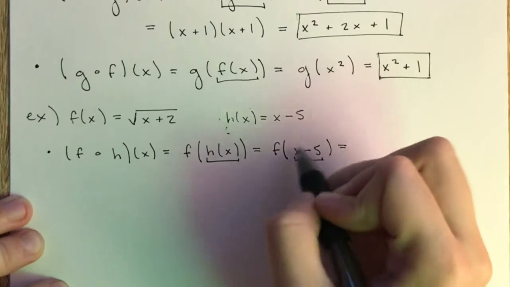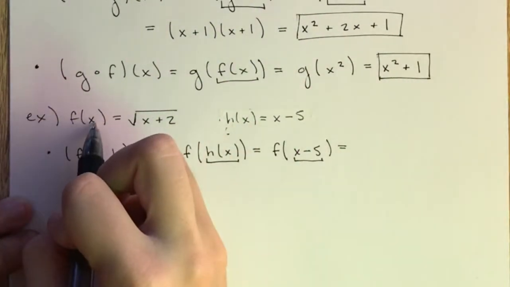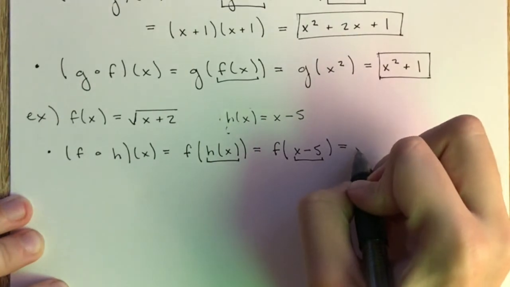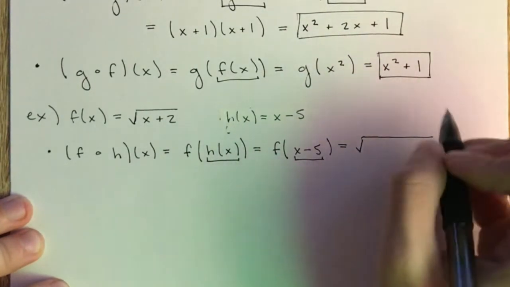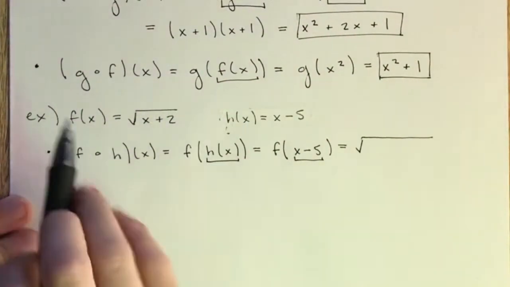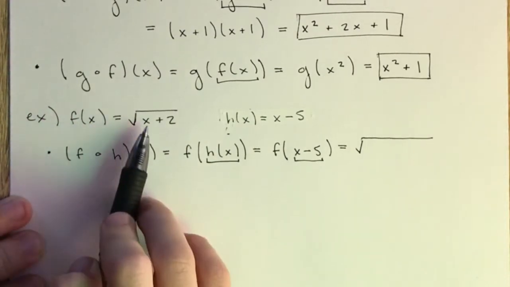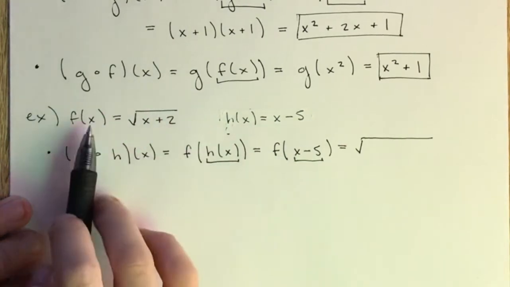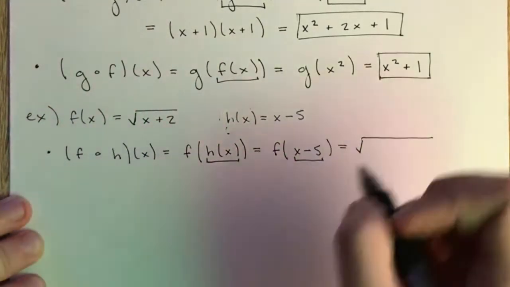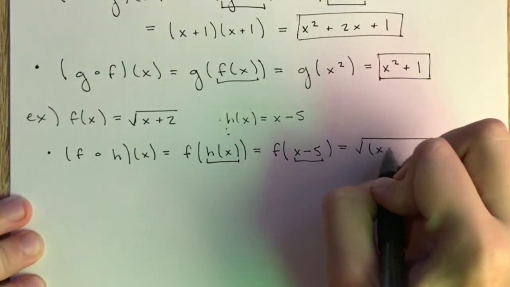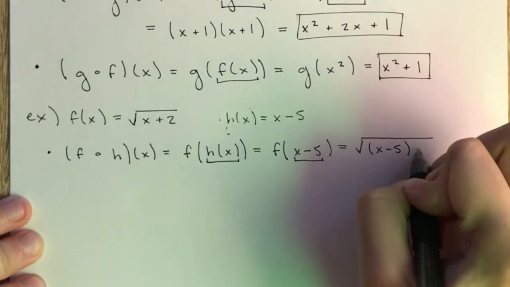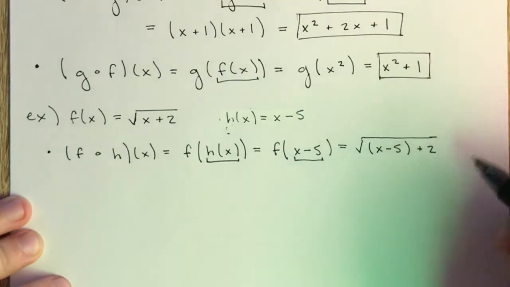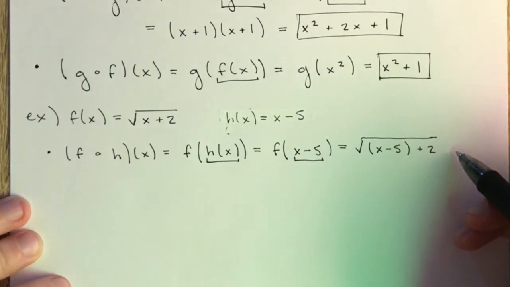When we plug x - 5 into f of x, we're going to end up with the square root of, remember we're replacing x in both places with x - 5. So here we're replacing x with x - 5. (x - 5), I like to use parentheses, plus 2. This is the answer unsimplified.